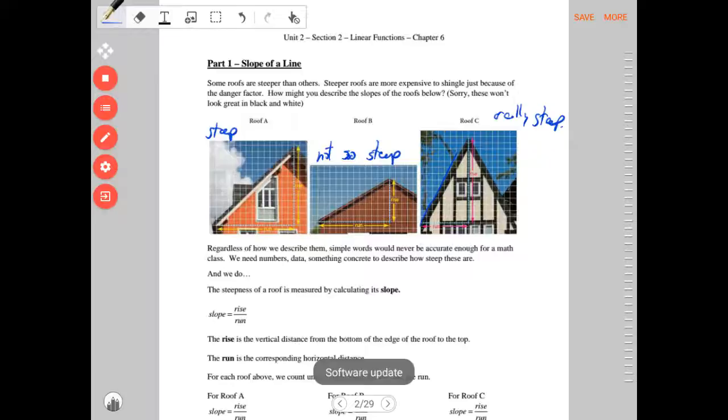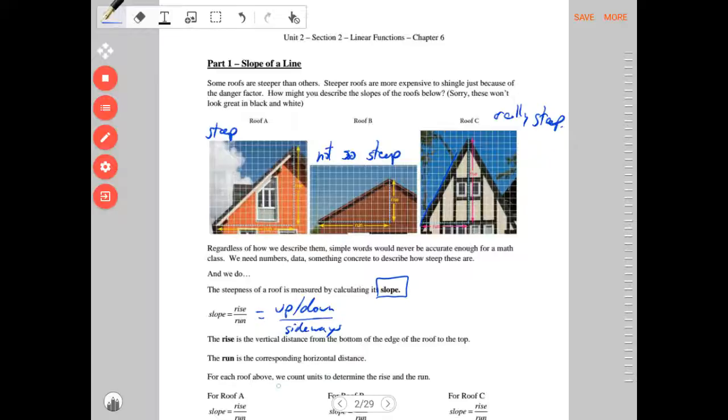And it's a good thing that we do have something we can describe that with. The steepness of a roof is measured by calculating its slope. So slope is a measure of the steepness of things. Slope equals rise over run. The rise is the up or down part of the line. The run is the sideways part of the line. The rise is the vertical distance from the bottom edge of the roof to the top. The run is the corresponding horizontal distance.